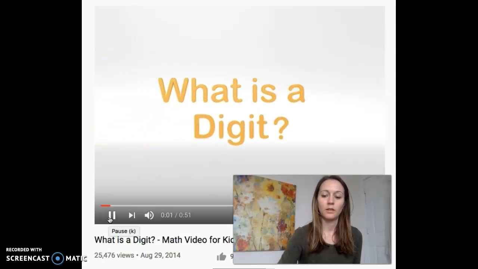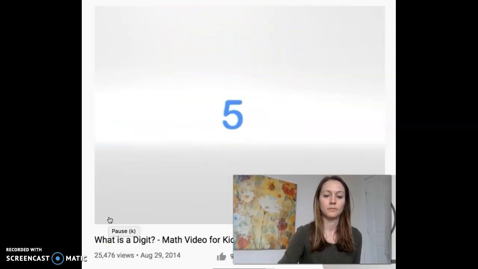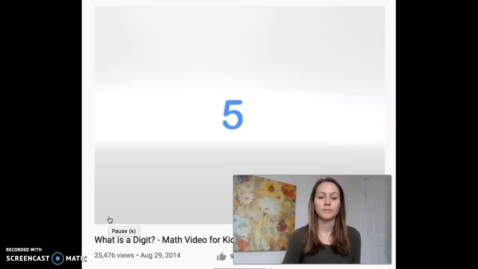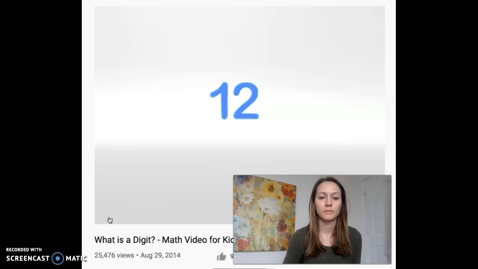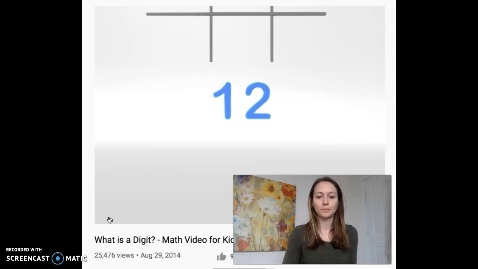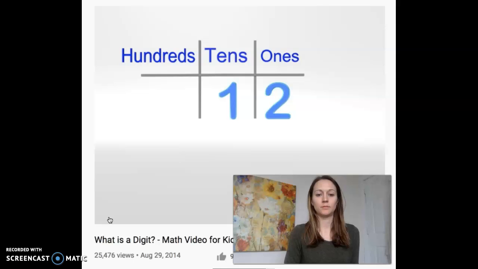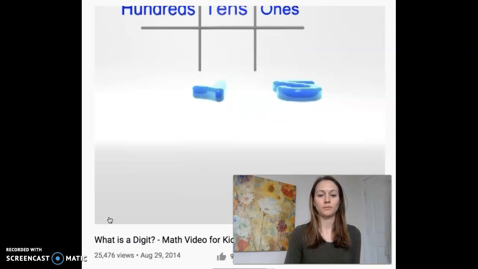What is a digit? A digit is any number from 0 to 9. If we have the number 5, there is only one digit because there is just one number. In the number 12, we have 2 digits. There are 2 numbers that make up the number 12. A 1 and a 2 make up the number 12. We are learning about place value, and in the number 12, there are 2 places. There is the ones place, which holds the number 2, and the tens place, which holds the number 1.